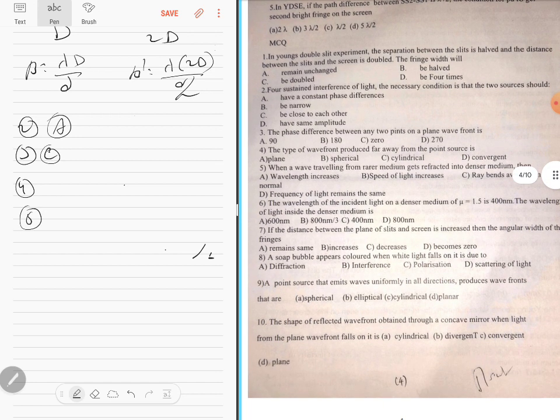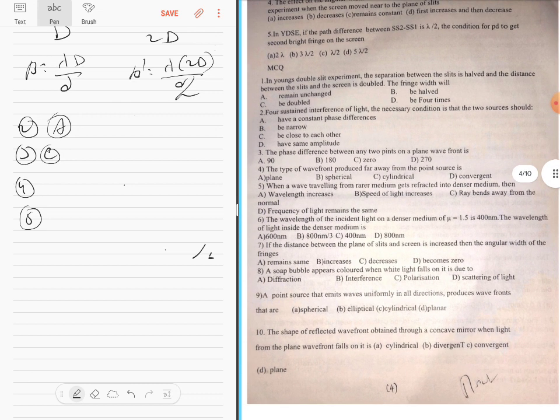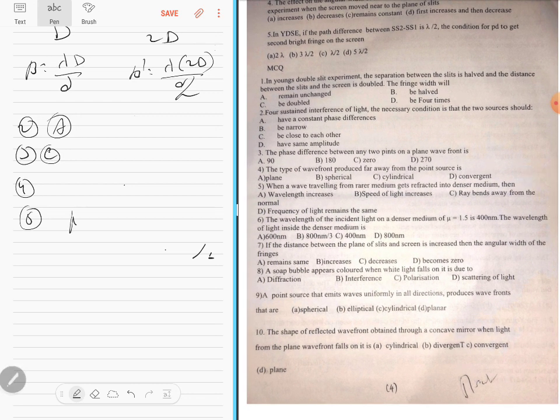Sixth question. The wavelength of the incident light on a denser medium of refractive index mu equal to 1.5 is 400 nanometer. What is the wavelength of the light inside the denser medium? The first line says the wavelength of the incident light on the denser medium; okay, this is the incident light wavelength.